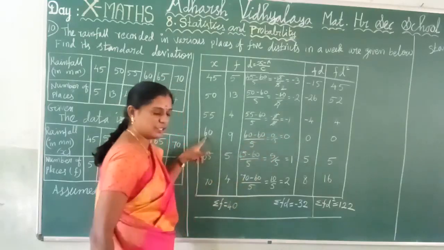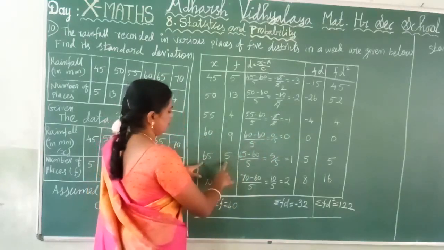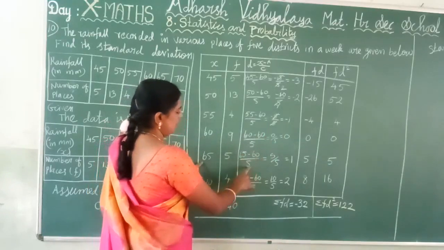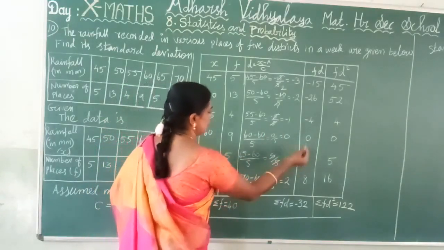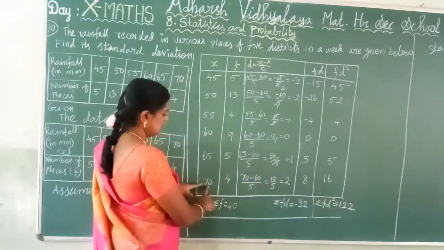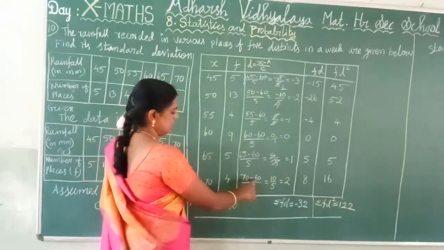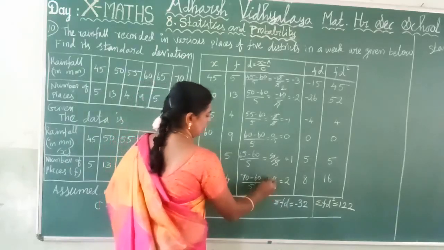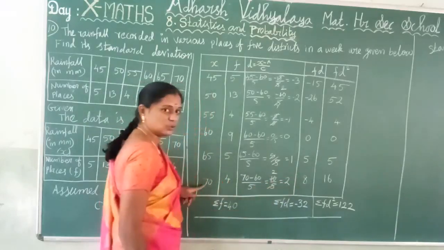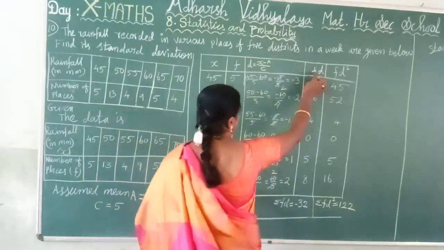0 by anything is 0. Next is 65 minus 60 by C, answer 5, is equal to 65 minus 60, 5, by 5. 1 5 is 5. 1 is the answer. Next X 70 minus A by 5. What is the answer? 10 by 5. 1 5 is 5, 2 5 are 10. So the answer is 2. Clear?